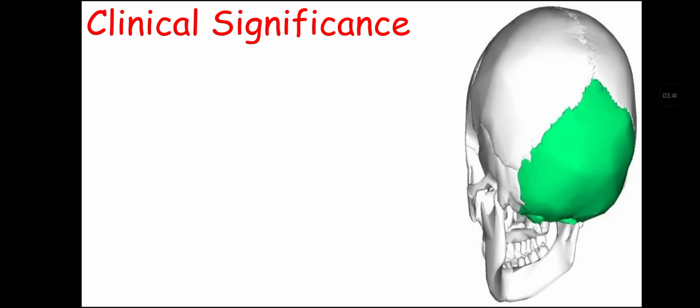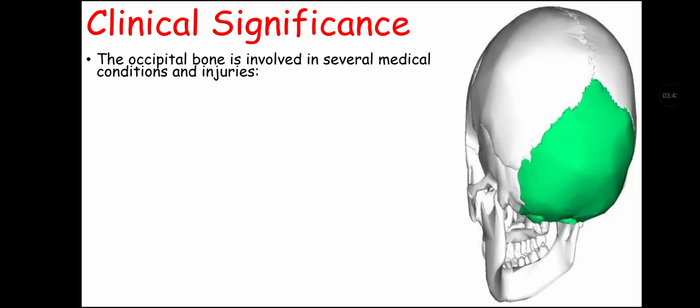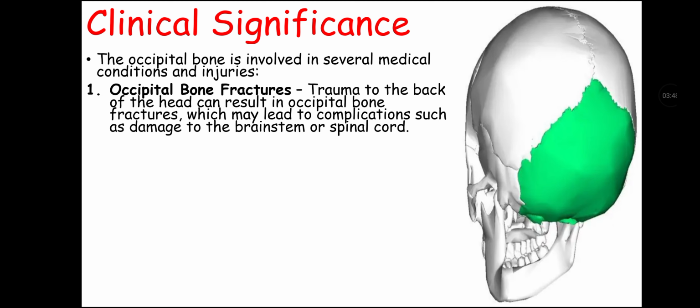Now let's talk about the clinical significance of occipital bones. The occipital bone is involved in several medical conditions and injuries that include occipital bone fractures. That is basically the trauma to the back of the head that can result in occipital bone fracture, which may lead to the complications such as damage to the brainstem or spinal cord.